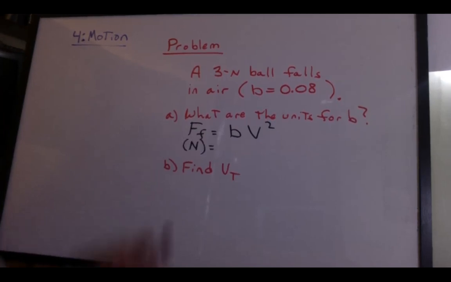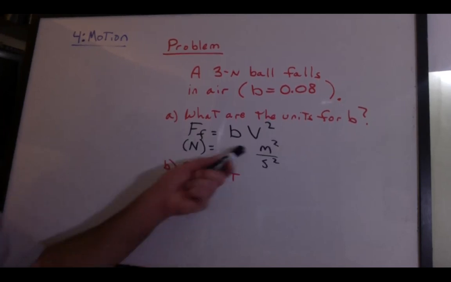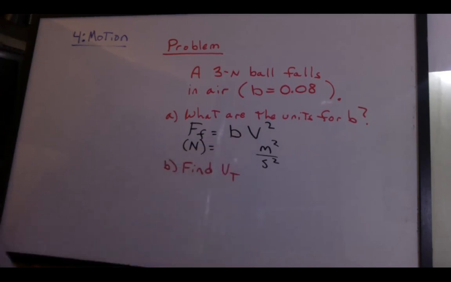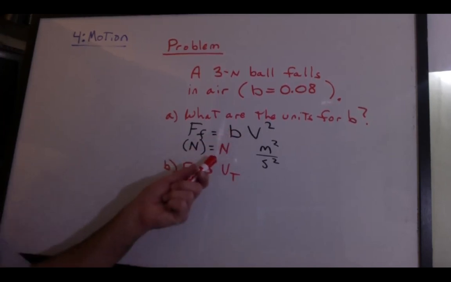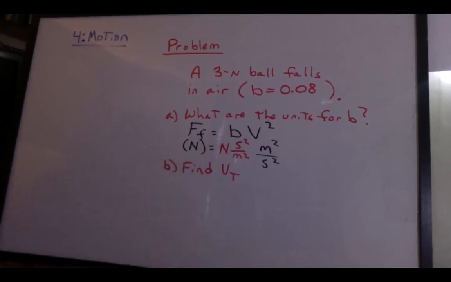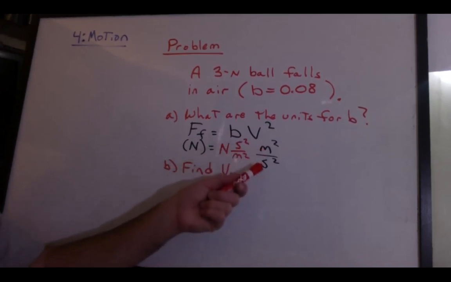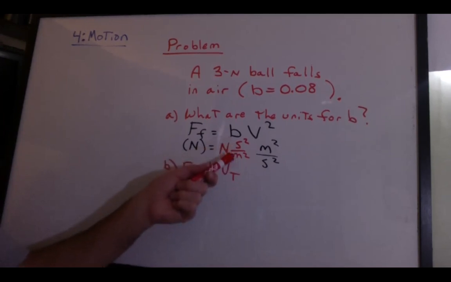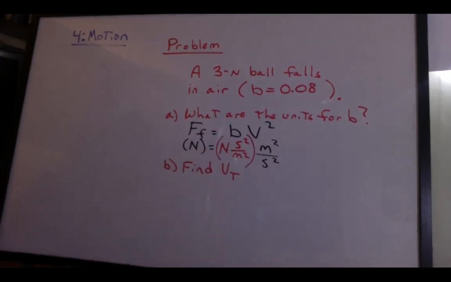Let's look at the other units. Newtons for force. Meters squared over seconds squared for velocity squared. That means B has to have a Newton in it. And then we have to cancel out the meters squared over seconds squared with a seconds squared over meters squared. That would be the units for B.